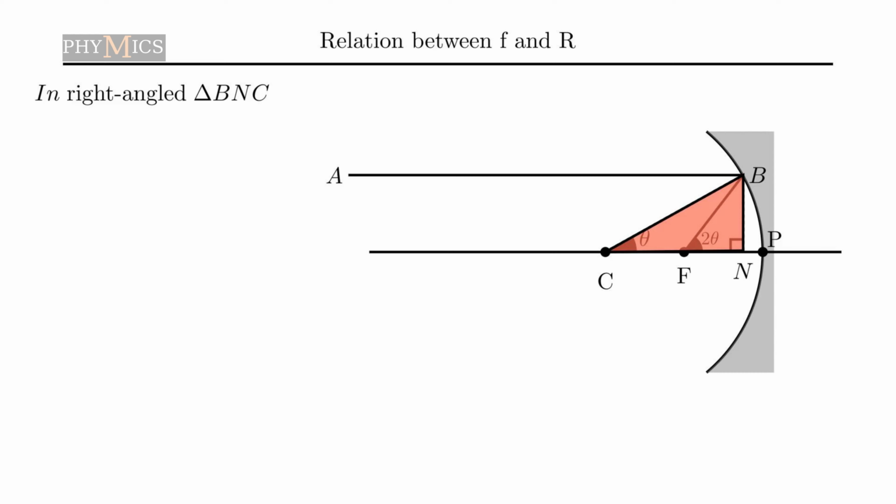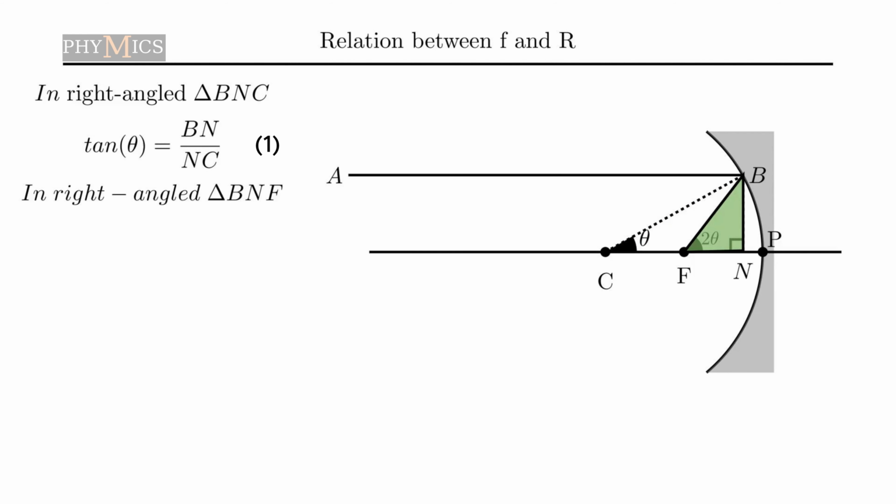Now we will find tangent of angle theta, which is given as the ratio of perpendicular and base in a right angled triangle. Substituting the values of perpendicular and base, we get tangent of theta equals ratio of segment BN to segment NC. Name this equation as equation 1. Now consider another right angled triangle BNF and find tangent of 2 theta in this triangle. Tangent 2 theta equals ratio of segment BN to segment NF. Name this equation as number 2.